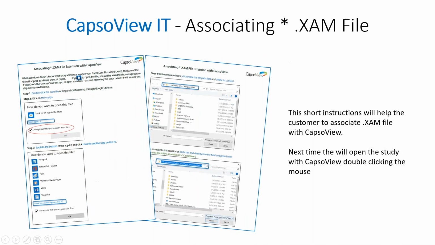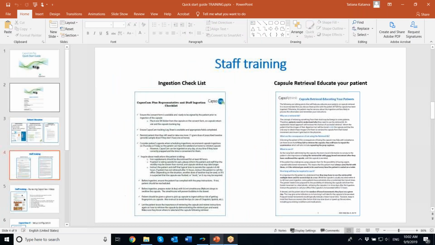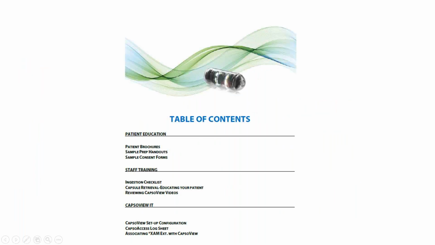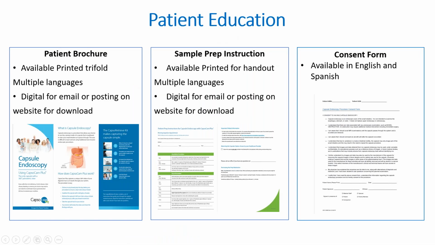All right, so let's run through the table of contents. It has three sections: patient education, staff training, and CapsoView IT. Under patient education, you'll see the patient brochure, you all know it, and the prep instruction here, and they're all available for almost every language. We translated it. We have it printed, or we have a digital layout that you can email.